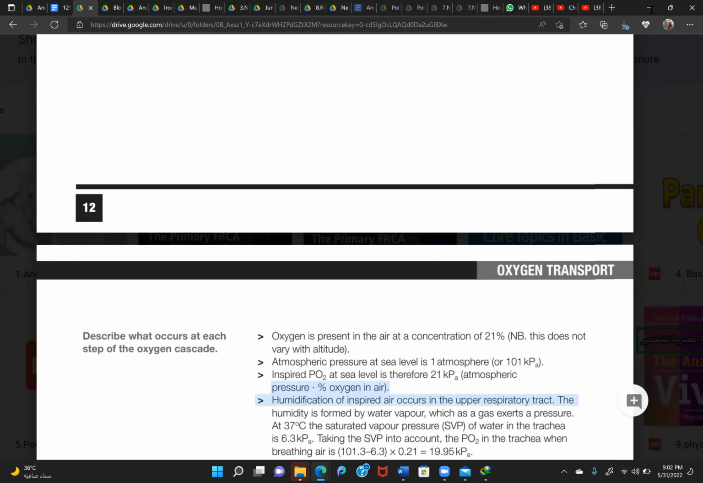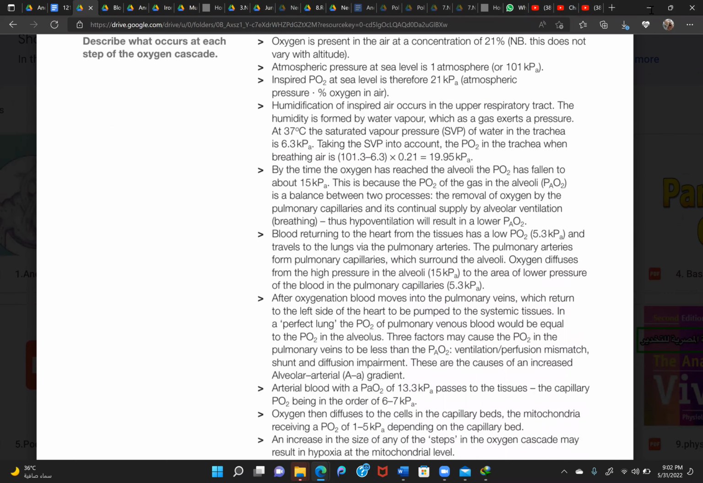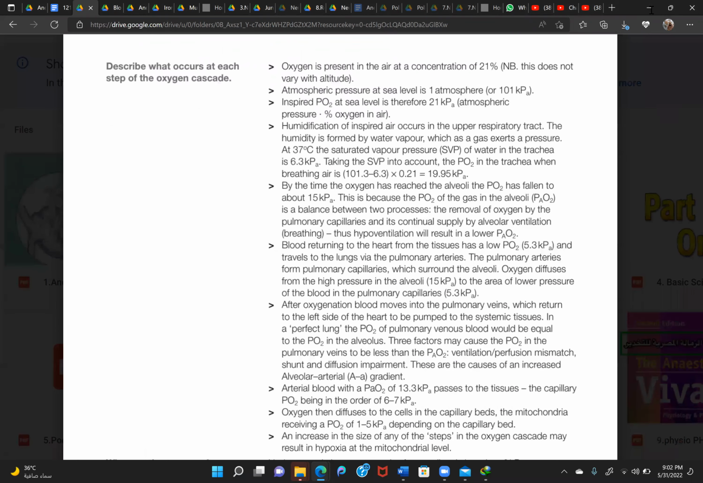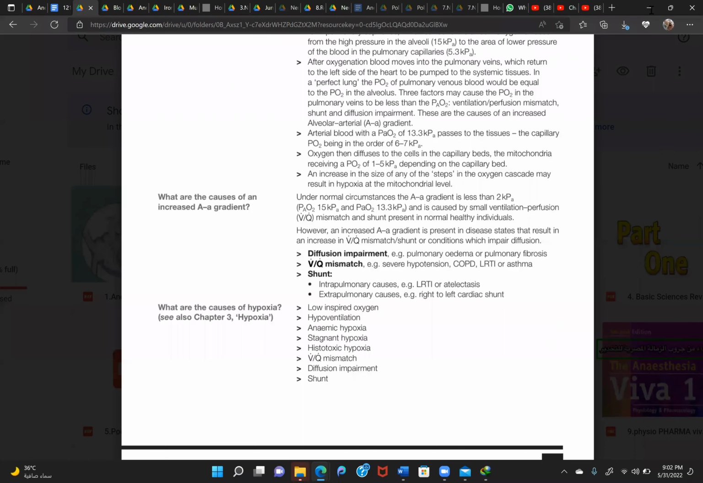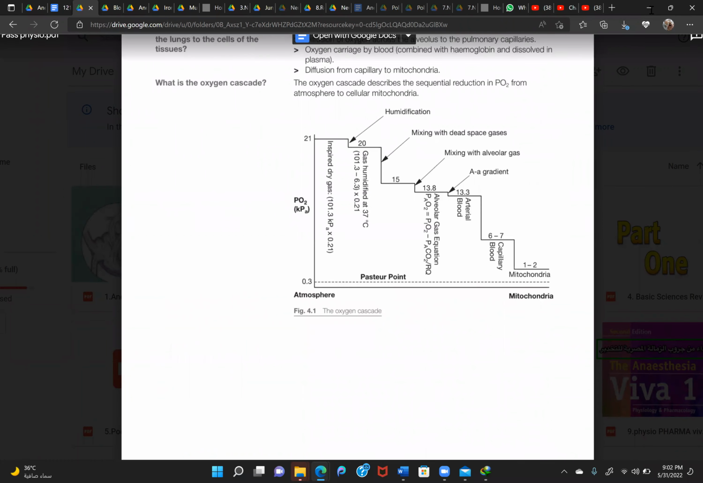What is the concept? Usman, do you know about Pasteur point? Because I have read it quite a while ago. So what is Pasteur point? Which point, sir? Pasteur point, what is this point? I think this point is the critical point. No, sir. Yes, it is the critical point at which anaerobic respiration starts.